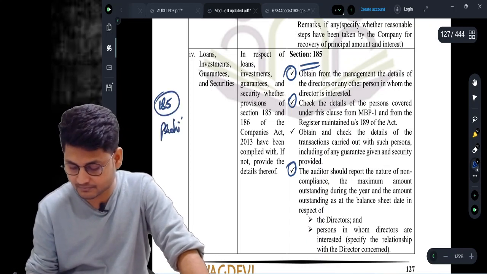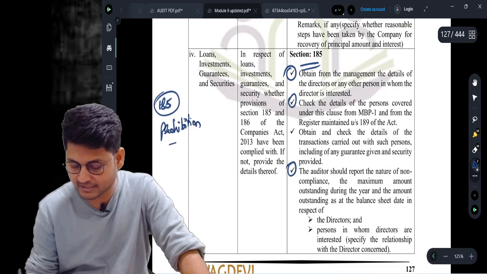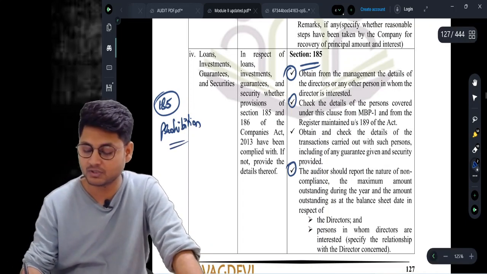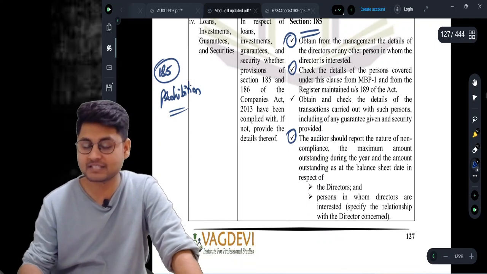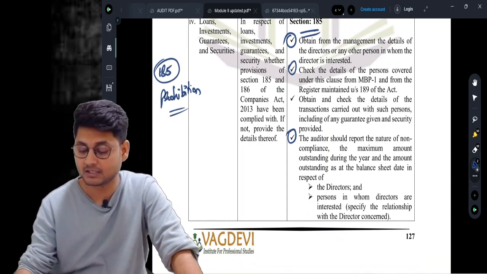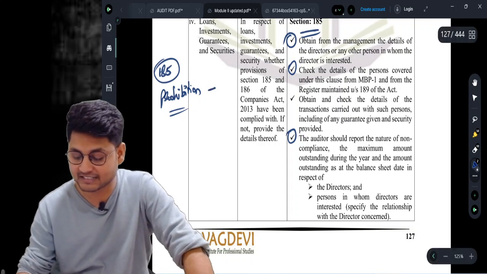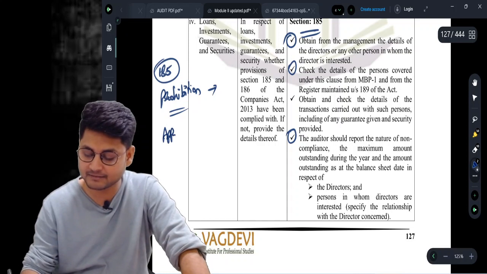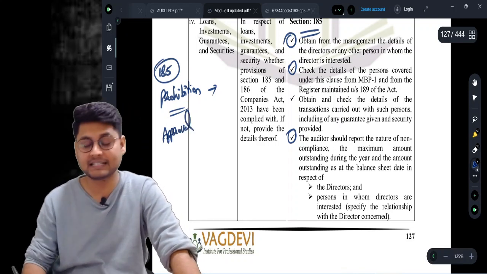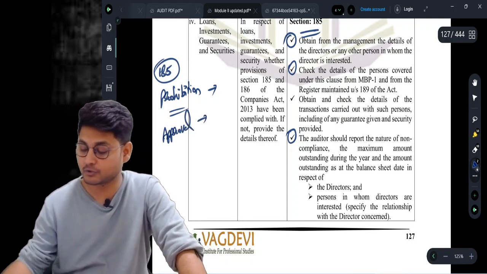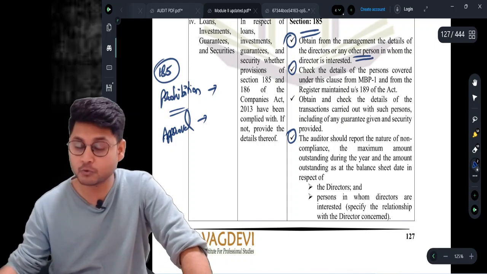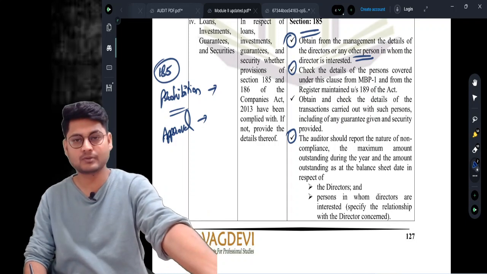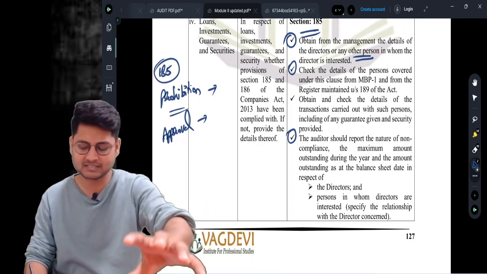prohibition in providing loans. This LIGS is there, right? So there is a prohibition on the company to provide loans, investments, guarantees and securities to its directors, and there is some approval also to be taken when the loans are given to any person in whom the directors are interested. So directly to directors you cannot give. However, after taking some approvals you can give, in fact.